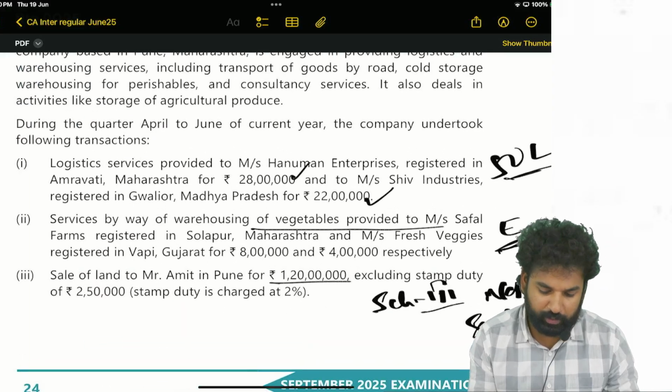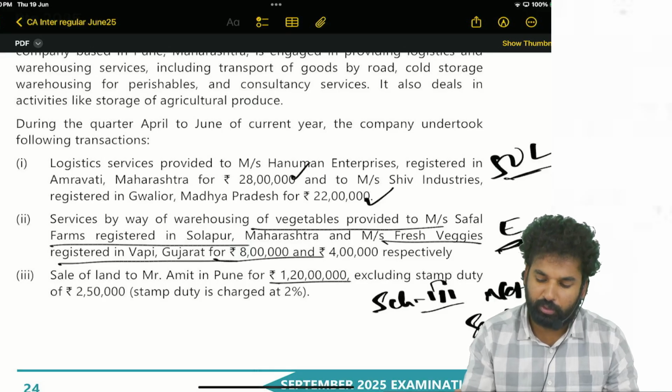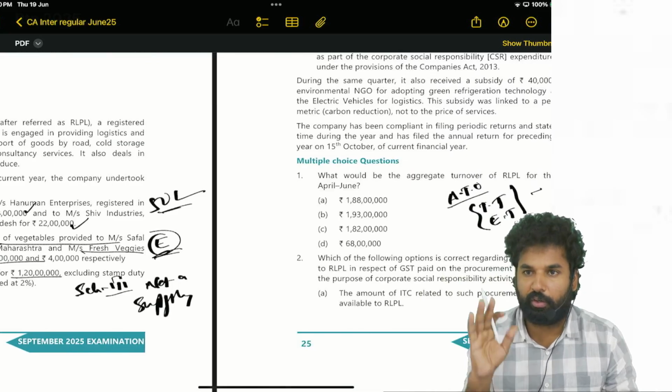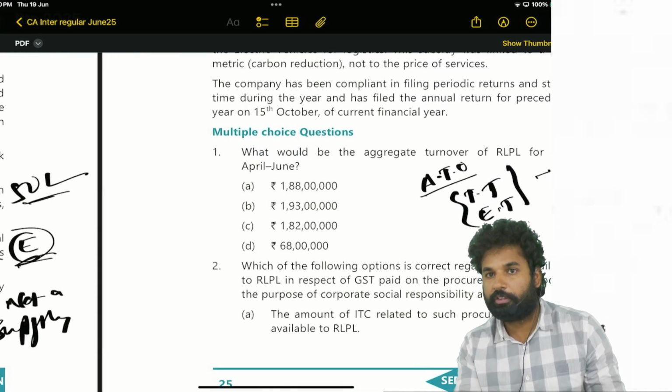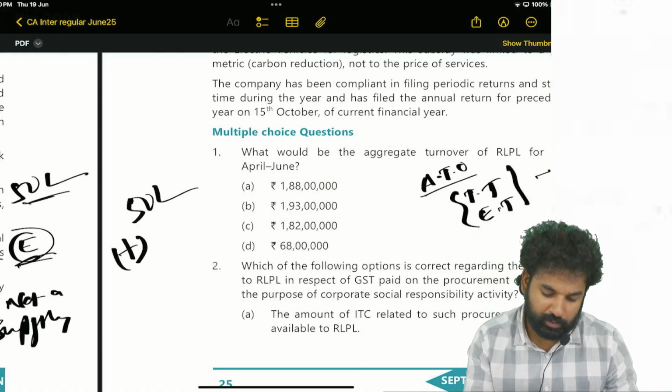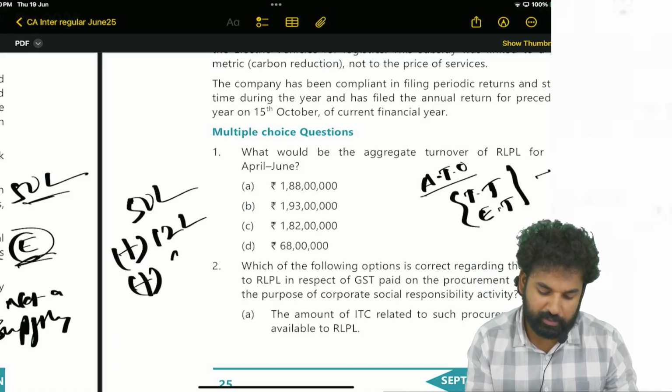Warehousing of vegetables provided to Safal Farms registered in Solapur and Fresh Veggies registered in Vapi, Gujarat. So this is exempt supply, correct? Will it form part of aggregate turnover or not? Yes only. Right. So 50 plus 12 plus 6. How much?